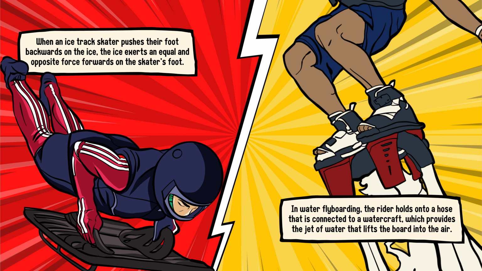When an ice track skater pushes their foot backwards on the ice, the ice exerts an equal and opposite force forwards on the skater's foot. In water flyboarding, the rider holds onto a hose that is connected to a watercraft, which provides the jet of water that lifts the board into the air.